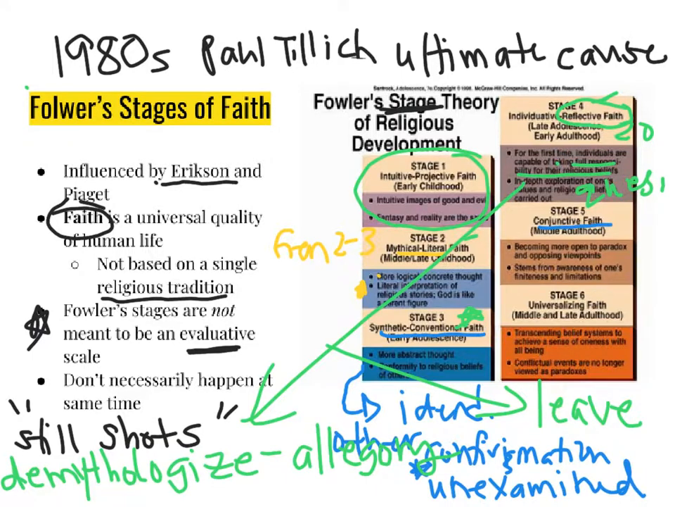This is like middle adulthood. You become more open to paradox and opposing viewpoints. It stems from an awareness of one's finitude and limitations. So this is midlife. So rather than being either or, you can be both and. You can understand that the story of Adam and Eve is both a story about origins, but also an allegory about the nature of mankind.